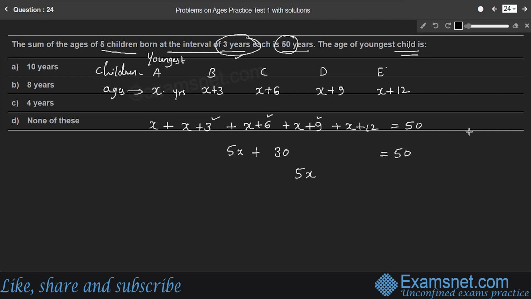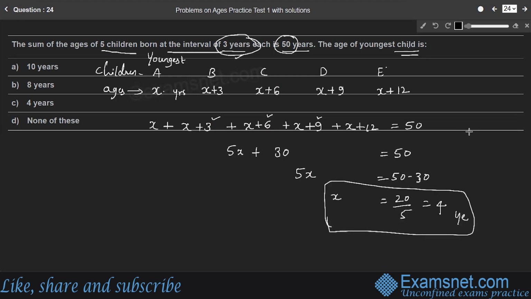Therefore, 5x is 50 minus 30, which is 20. Therefore, the value of x is 20 by 5, which is 4. Here, x is the age of the youngest child, A. Therefore, the age of the youngest child is 4 years.